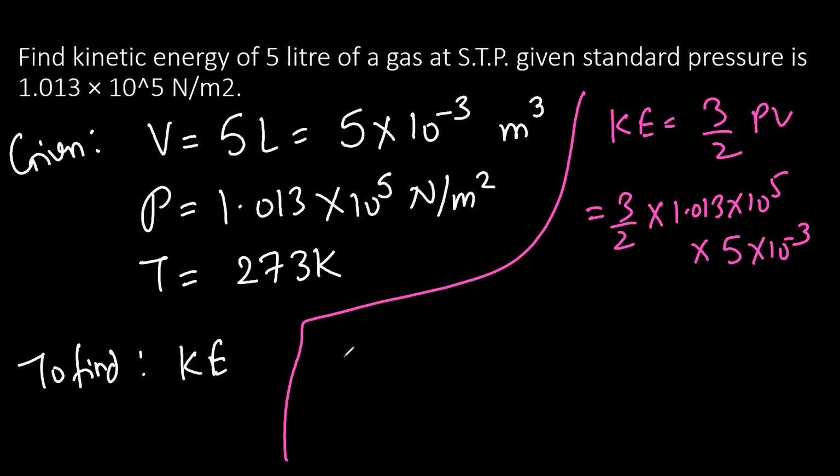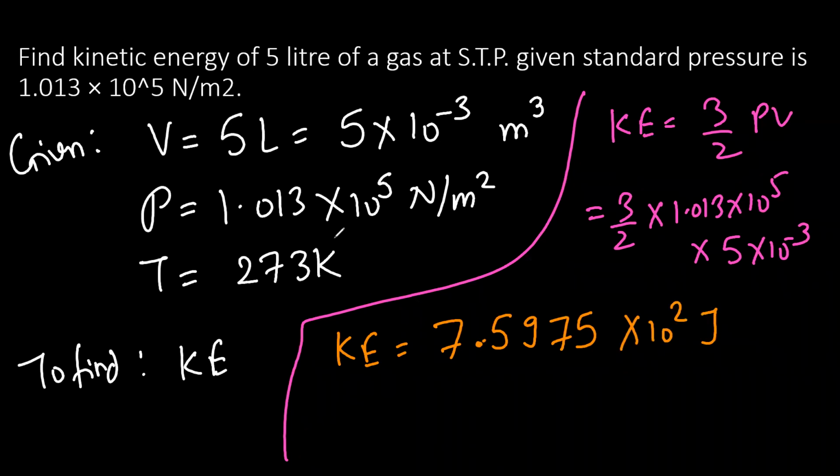So if you solve it very properly, 10⁵ and 10⁻³ it will become 10². बाकी सब multiply किया, this whole part. It's a simple calculation. So you get 7.5975 into 10² joule. So this is your kinetic energy of the given gas, जो कुछ भी gas होगा. So simple formula, kinetic energy 3/2 PV. So this will be for the 1 mark.